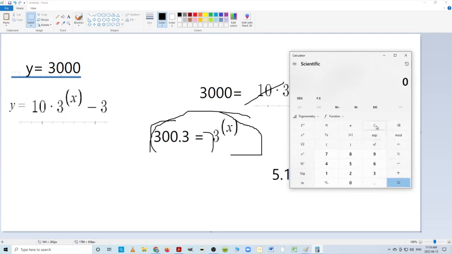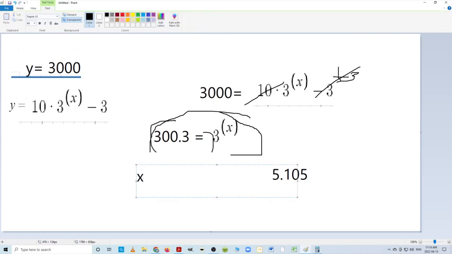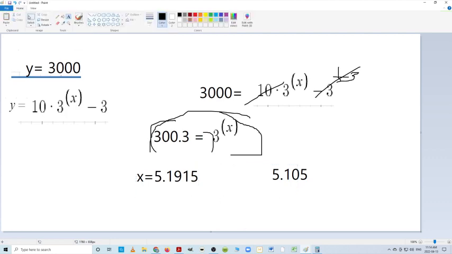So it has to be above that. But you can see it's a pain in the butt. Pretty close. So I can see that it's roughly x is equal to 5.1915 sort of thing. Hard. I'm only going to ever be able to guesstimate without a log technique. But let's look at the log technique.